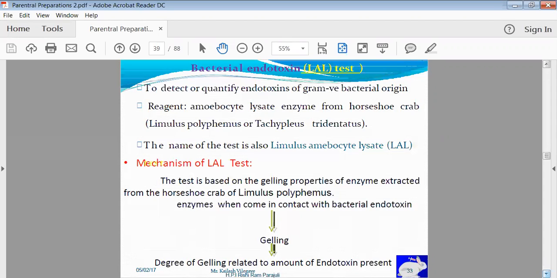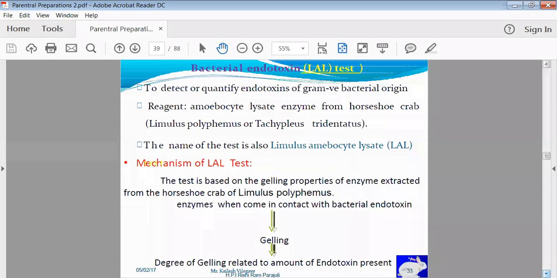Now the next test is the bacterial endotoxin test. This test is performed by using what we can say is the LAL test. What is the LAL test? L stands for Limulus amebocyte lysate test, or you can say the bacterial endotoxin test. Generally, this test is performed by using a gel which is extracted from the horseshoe crab.